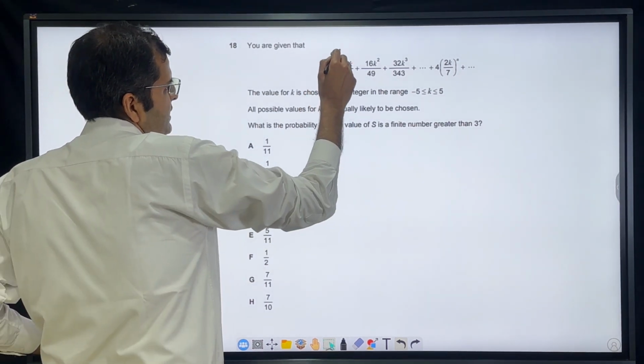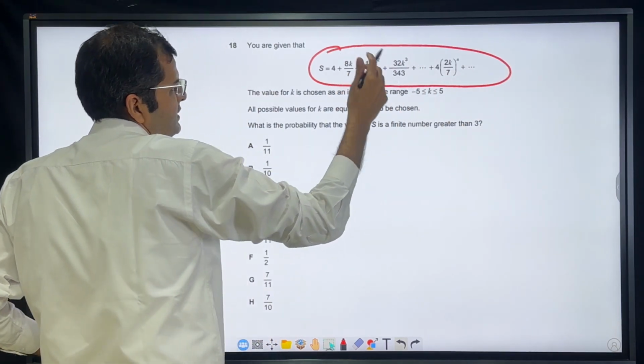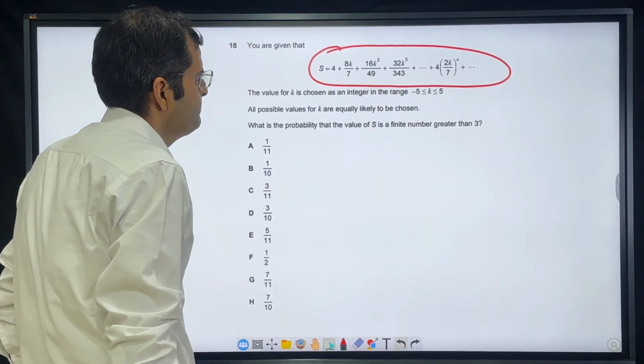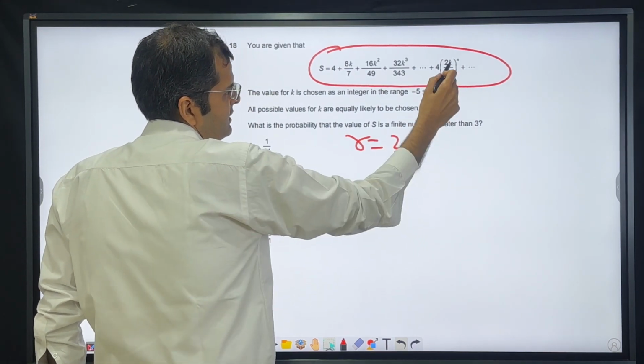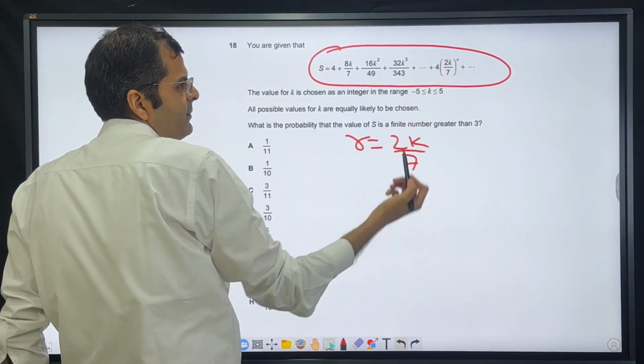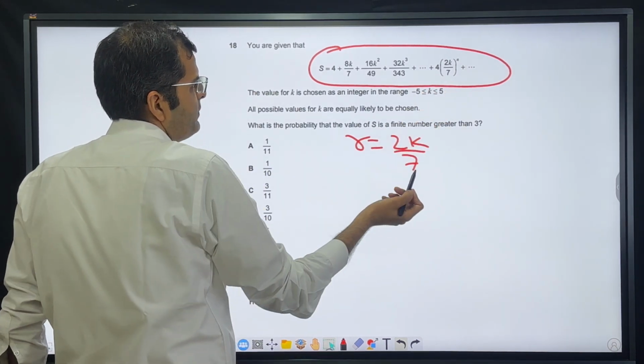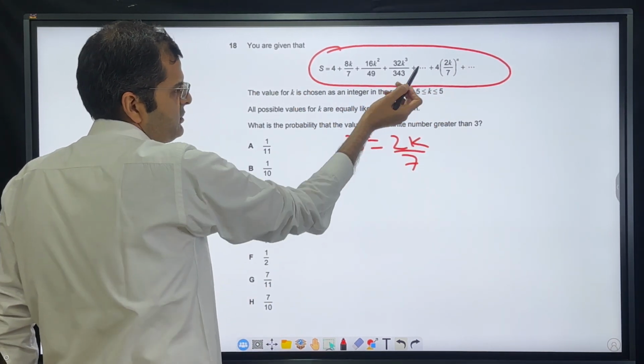So as soon as I see this series, this is a geometric progression which is being added, a geometric series. The common ratio R is equal to 2k by 7. This is also represented here, 4 into (2k by 7) raised to n. This is the nth term. Also you can think of it even if it is not given.